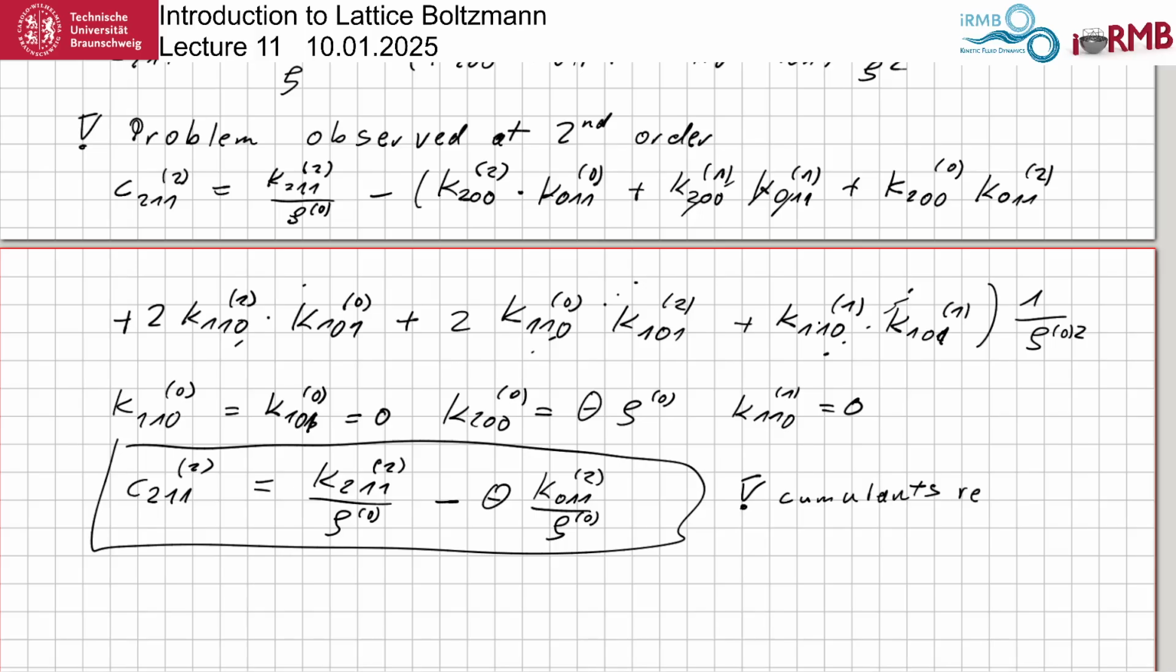Cumulants remove the MRT problem, which means we have both Galilean invariance and we have the free choice now of relaxation rates.